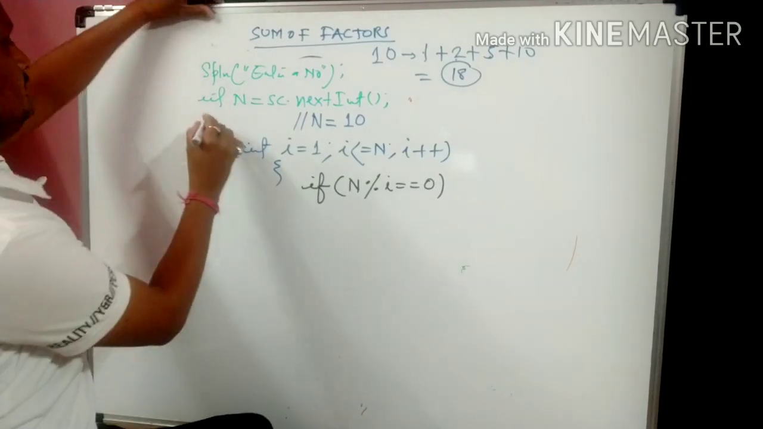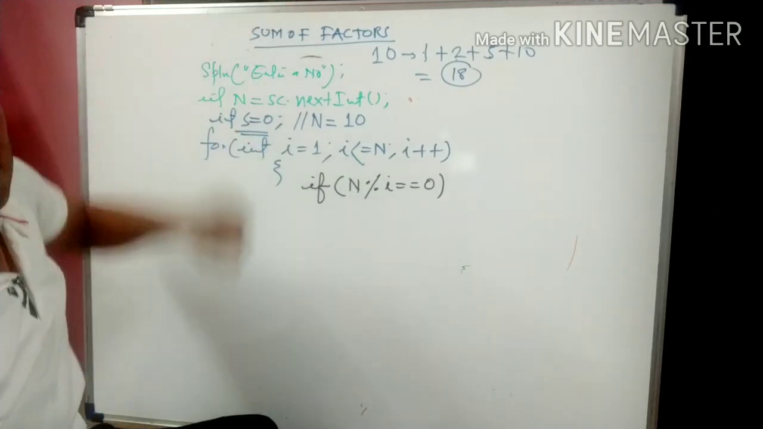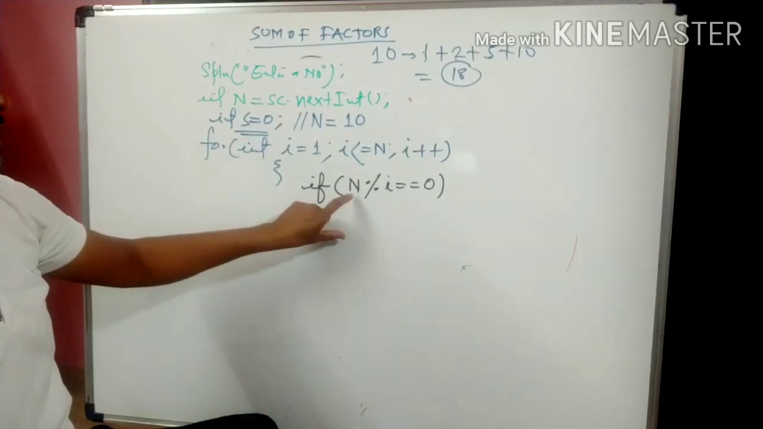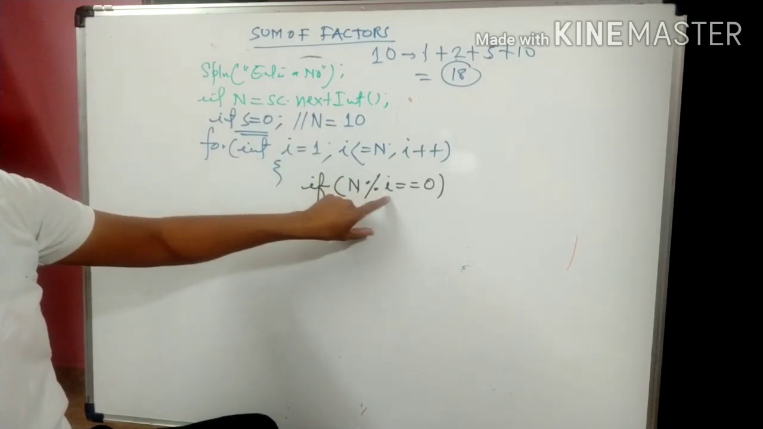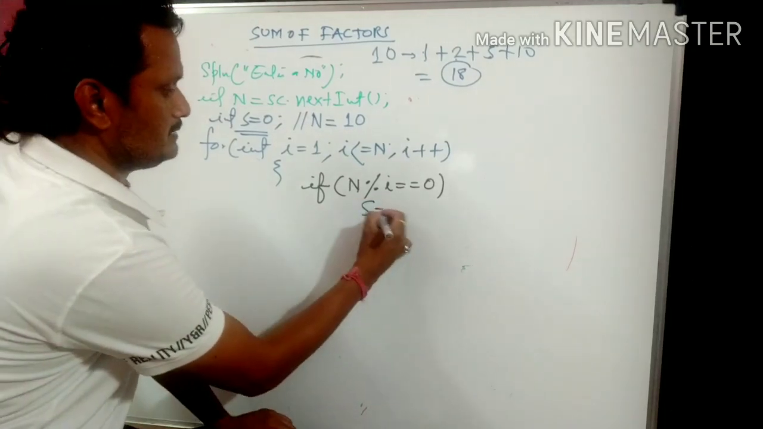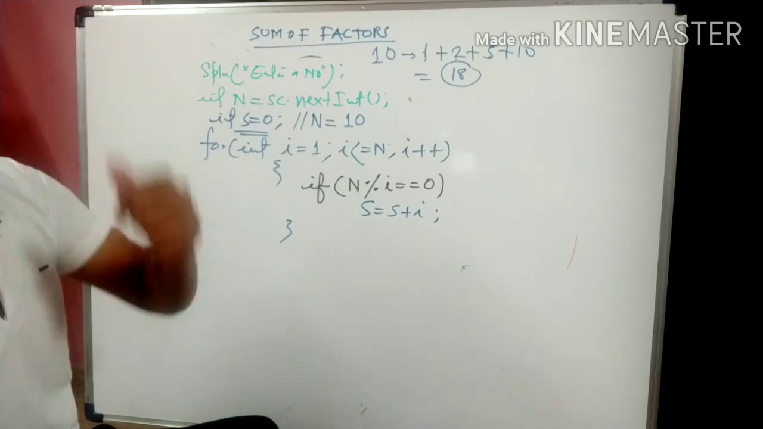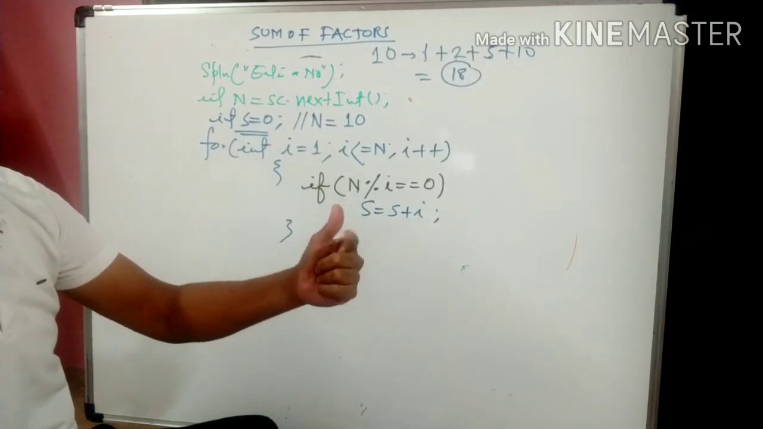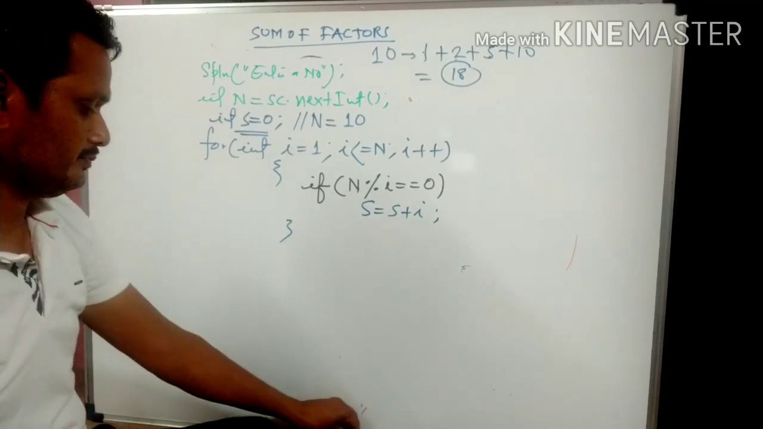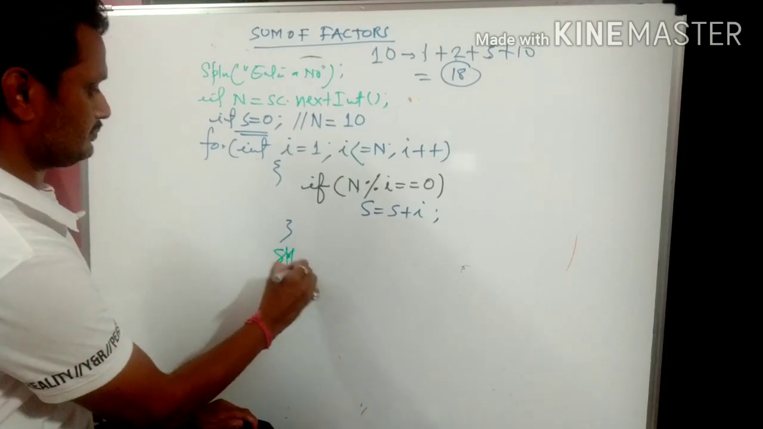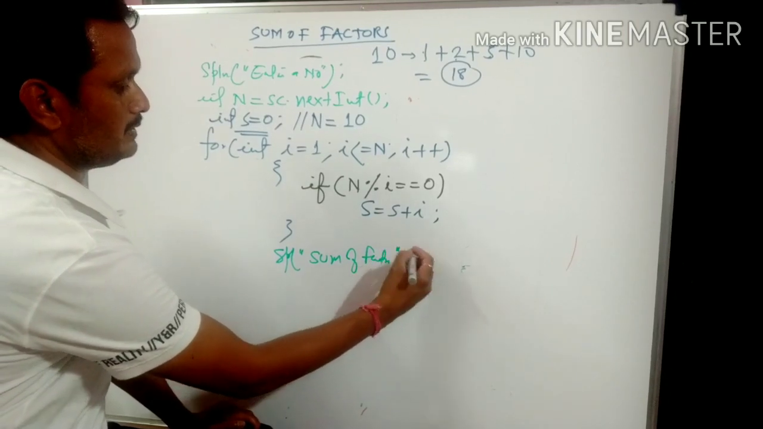Take a variable here. The name of the variable is s = 0. Why s = 0? Because we have to do the sum of factors. Now the value of n is 10, 10 modulus 1 is equal to 0. If the condition is true, then what to write here? s = s + i. If the condition is true, it will add it. In which cases will the condition be true? 1, then 2, then 5 and 10, and it will add all of them. Where will it add? In s. Outside of the loop, you just write a statement. Sum of factors is equal to plus.